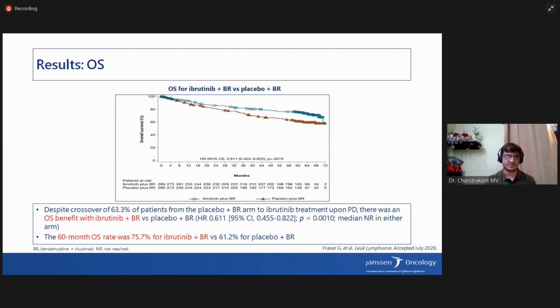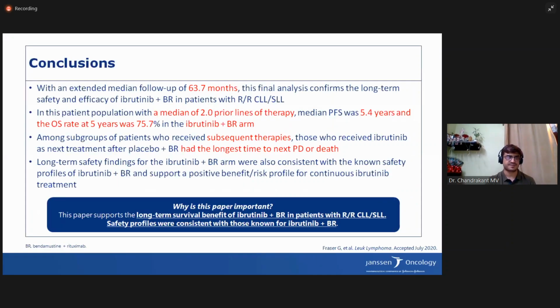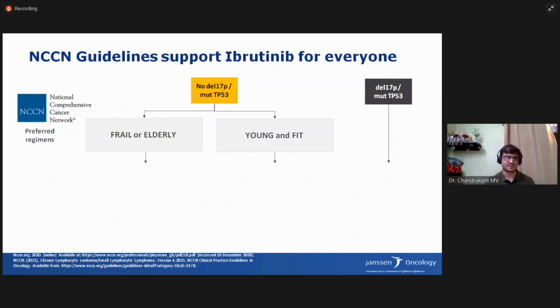So you can see the overall survival benefit also being there at 5 years, 75 versus 60%. So why is this paper important? This is the paper that supports the long-term survival benefit of ibrutinib in combination with B plus R in patients with CLL/SLL. Safety profiles were consistent with the previous ibrutinib trials.